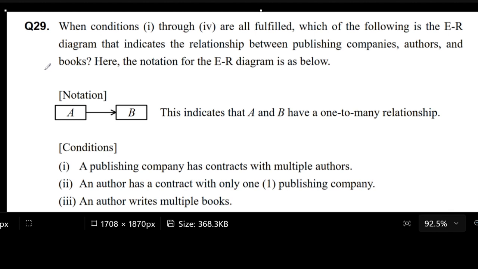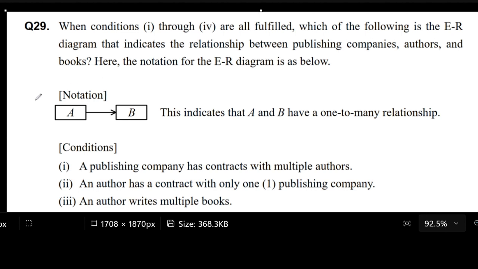Question number 29 of the ID Passport exam from PhilNITS. In this question, we are being asked, which of the following is the ER, entity relationship diagram, that indicates the relationship between publishing companies, authors, and books? The way to answer this is to understand the other instructions included besides the short description that I just read.